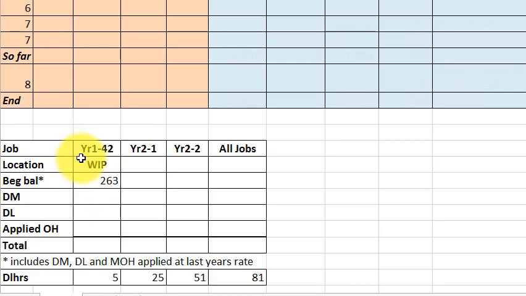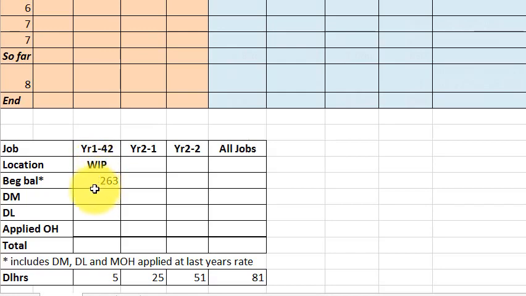In our simplified system here, this job was started last year, not completed, and you see we'll have a couple of jobs that are started here in January of year 2. So that's the naming system. This job in work in process was the 42nd job that was worked on during year 1.